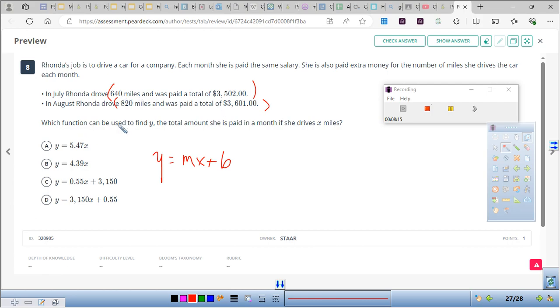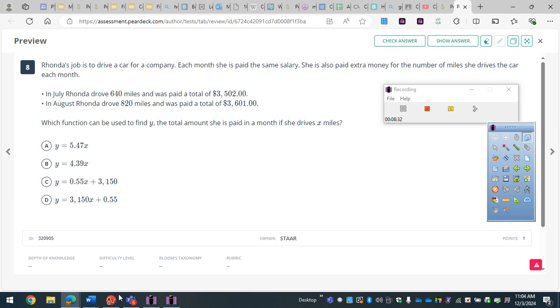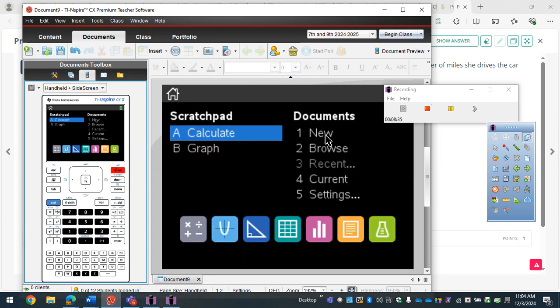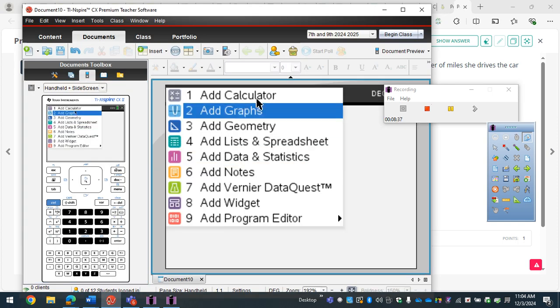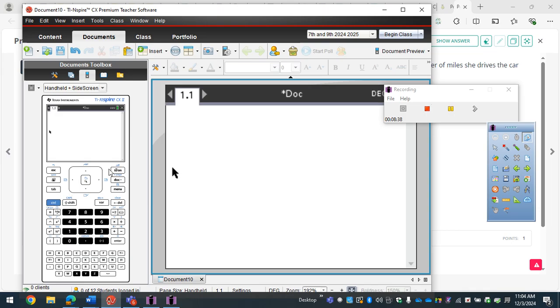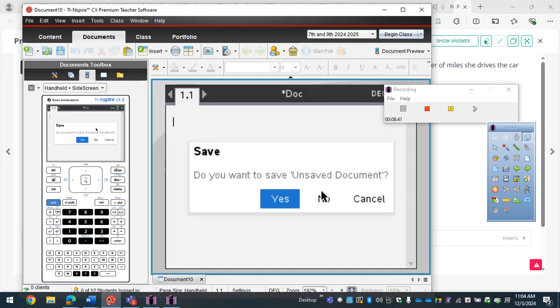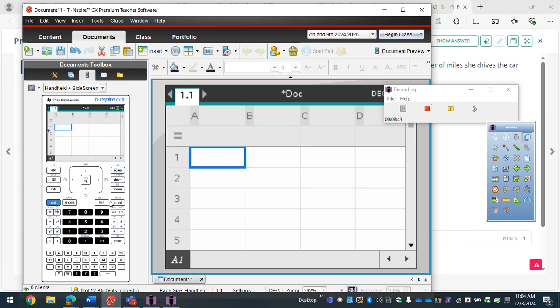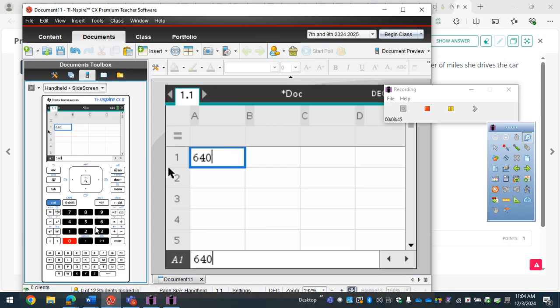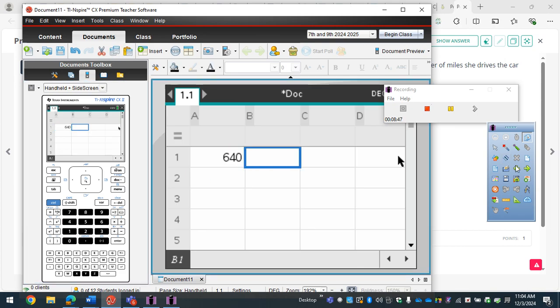And I'm going to say which equation can we use to find y, the total number she paid a month if she drives x miles. Again, this can be in this idea. So I got to remember these numbers. Let me see. 640. And I just started a whole new one. My bad. New document, list and spreadsheets. 640. Dang it.